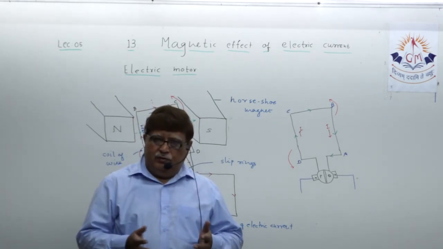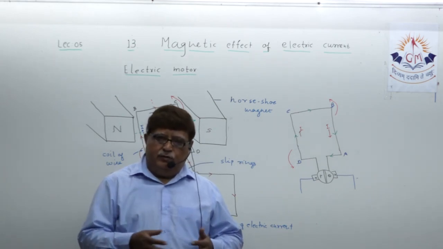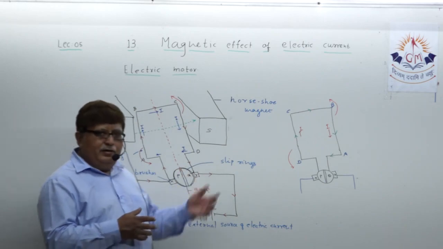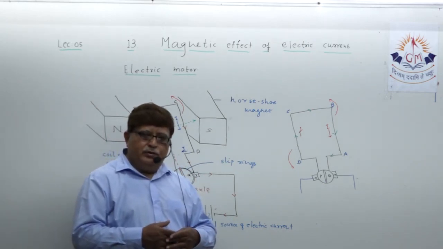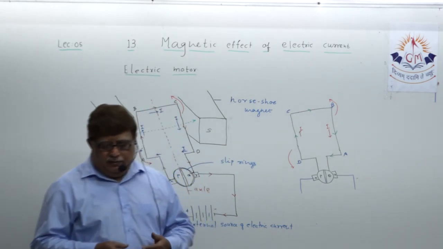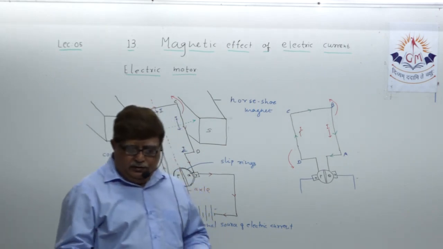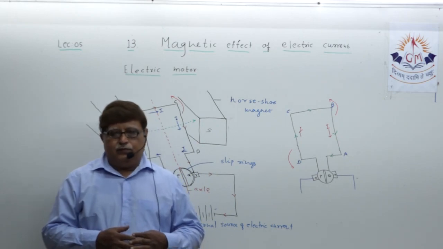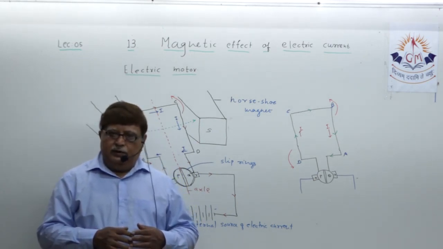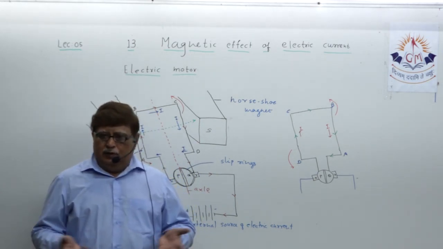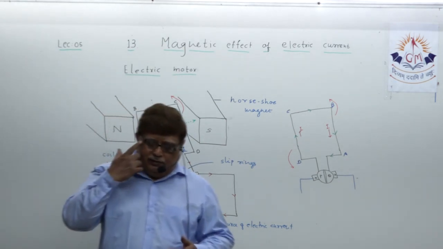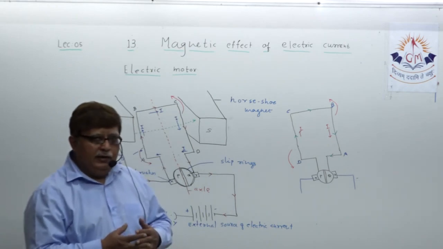The electric generator, though it has been expelled from the syllabus, we are going to explain it. The electric generator is exactly the opposite of the electric motor. Then the domestic electric circuit and AC and DC current. Understand, these are the topics left in your entire physics. Understood? Three topics are left which we are going to cover in our next lecture.